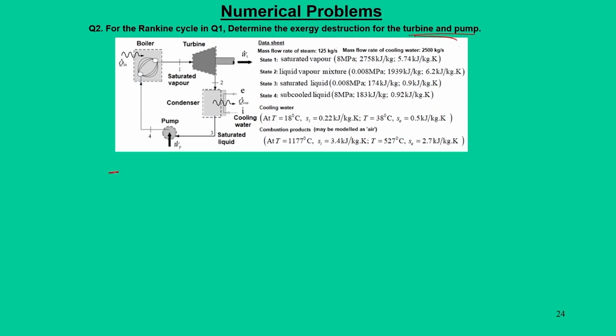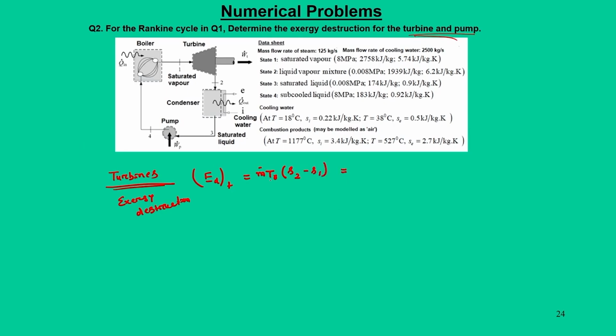For turbines, we can directly write down the exergy destruction for the turbine by a simple expression, that is T 0 into m dot into the entropy change across the turbine, that is S 2 minus S 1.